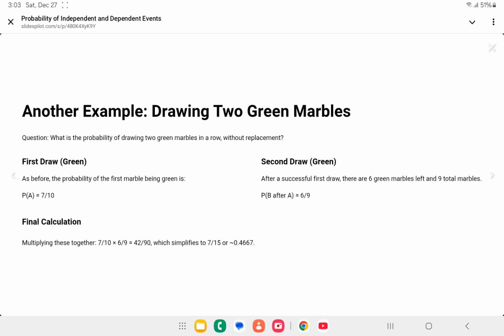The probability for drawing the first green marble is equal to 7 over 10, since the box is untouched. If this event was successful, there will be 6 green marbles remaining, with a total of 9 marbles left in the box. Therefore, the probability of drawing the second green marble is equal to 6 over 9. And finally, to get the answer, all we have to do is multiply these two values together. 7 over 10 times 6 over 9 gives us an answer of 7 over 15, or 0.4667.